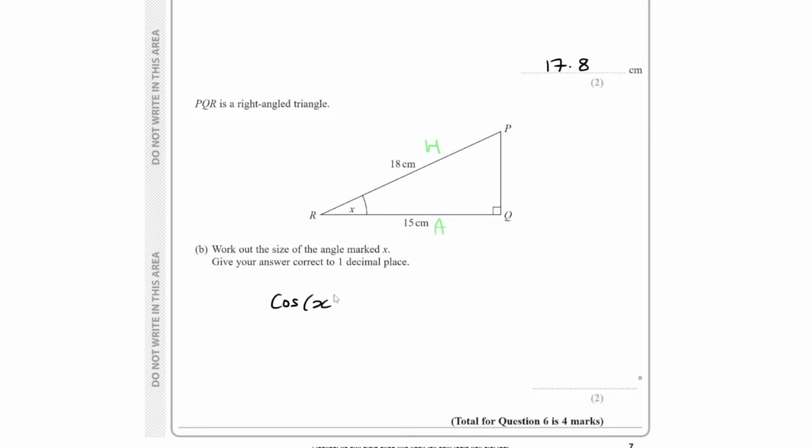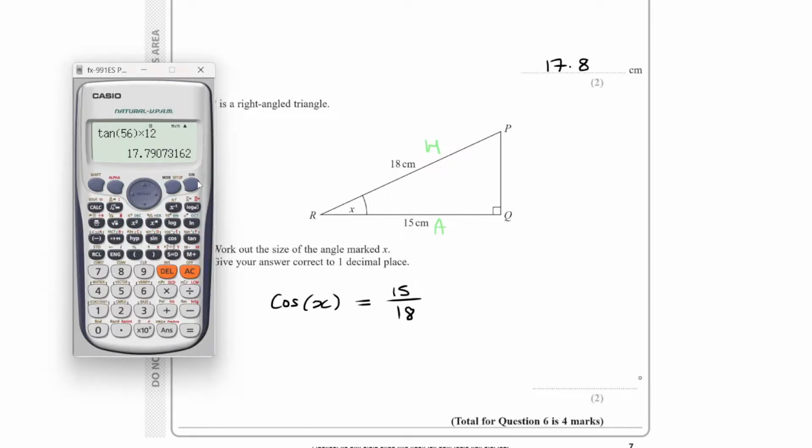So cos of the angle x is adjacent over hypotenuse, but because I'm finding the angle, I'm obviously going to do cos inverse. Whenever we find an angle with any form of trig, you always do the inverse. So shift cos, and then I'll just put straight in 15 over 18.